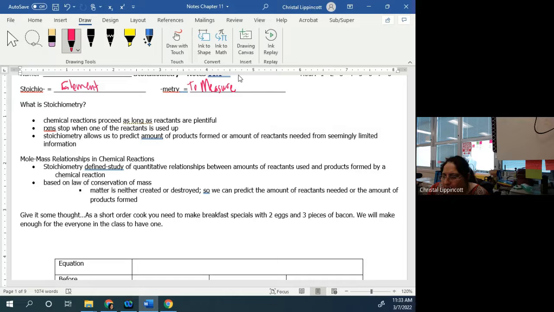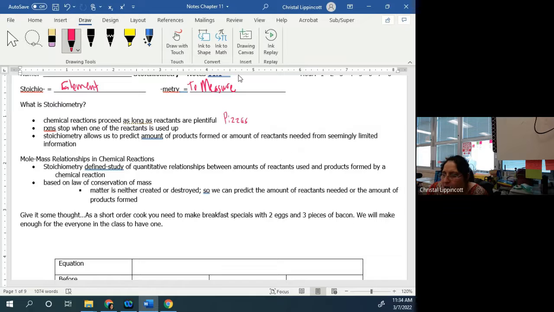Chemical reactions are going to keep going as long as we have reactants. So you saw yesterday or whenever you did your homework that you were looking at the pizzas, right? You were making pizzas, and you were able to keep making pizzas until you ran out of what? What limited you from making more pizzas? The sauce, okay? So you ran out of sauce, you couldn't make any more pizzas after that, okay? So the reaction stops when one of your reactants is used up.